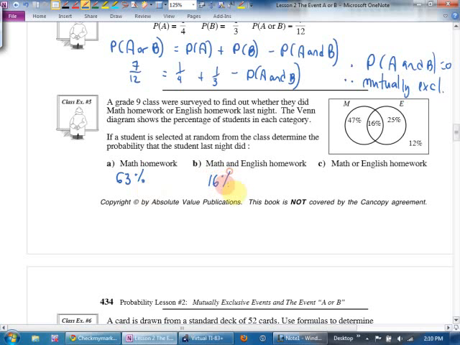What percent did math or English homework? Now, from the formula, that means one plus the other minus the overlap. But from the quick Venn diagram, I think it's that plus that plus that. It's anything that appears in those circles. So I'm just quickly going to go 47 plus 16 plus 25. What's the correct answer? 88? Can you tell me another way I could have gotten the answer without adding? 100%, 1 as a decimal, minus 12%, 0.12 as a decimal.